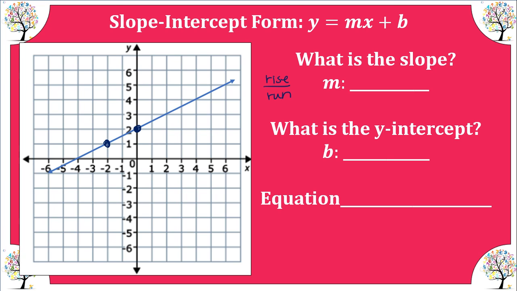Again, I want to work from left to right, and the rise is my vertical change. It's up or down, so we're going up, so we have a positive slope. So it's up 1 and to the right 2. Up 1, right 2, up 1, right 2. So my slope is 1 over 2.